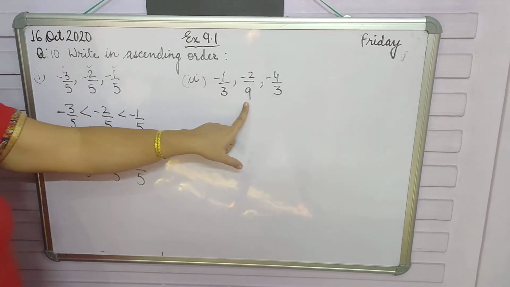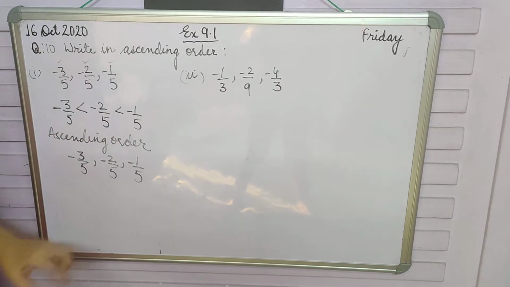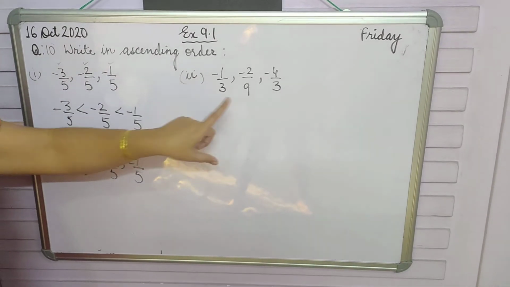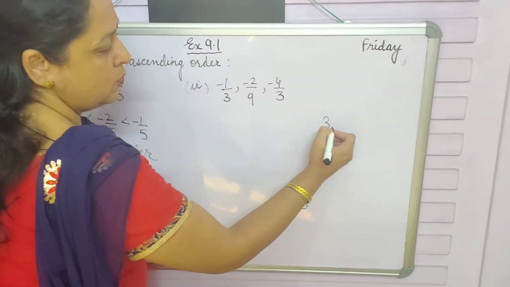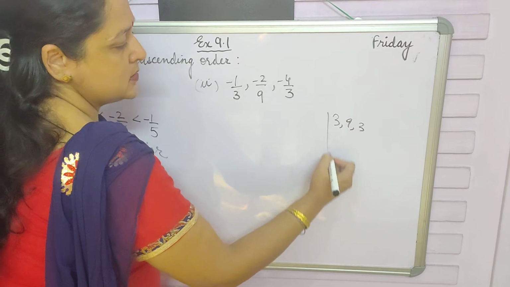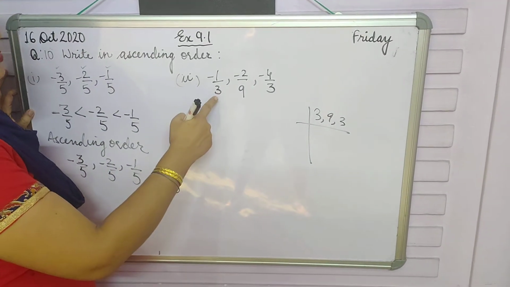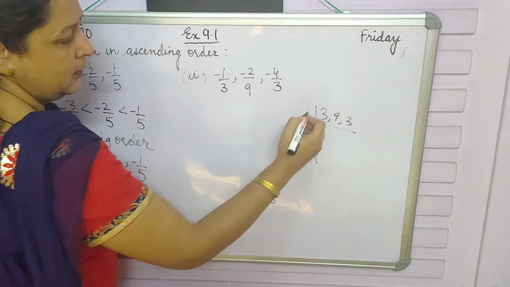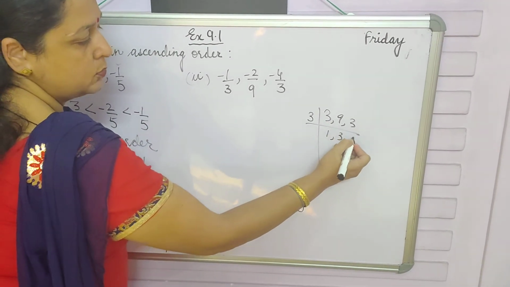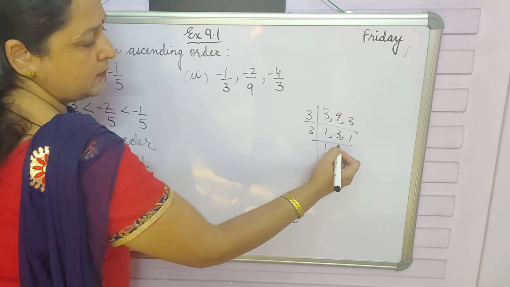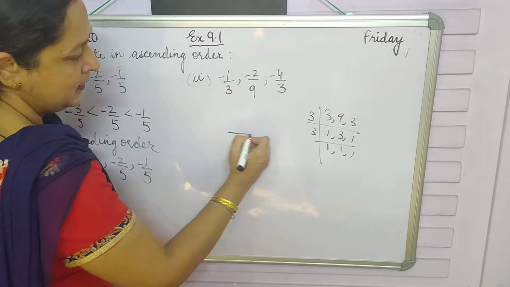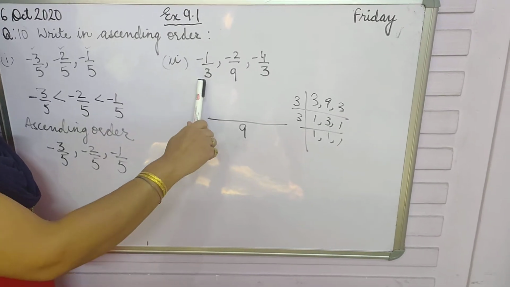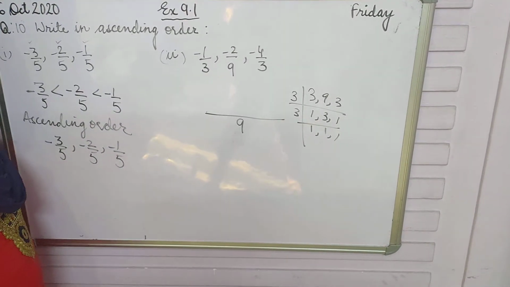Now what if we have different denominators? Then we have to find out their LCM and then make the denominator same. So though this can be done orally, if you find out LCM of 3, 9 and 3, it comes out to be 9. If you want, you can find out also. Instead of having confusion, it is better you find out the LCM. Now the LCM of 3, 9 and 3 is 9.